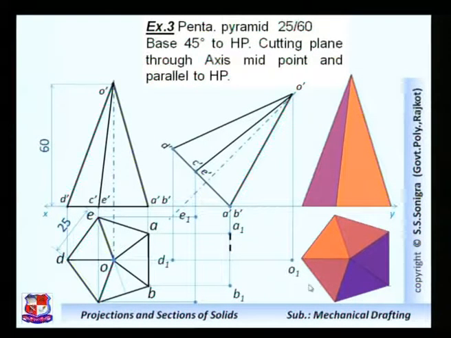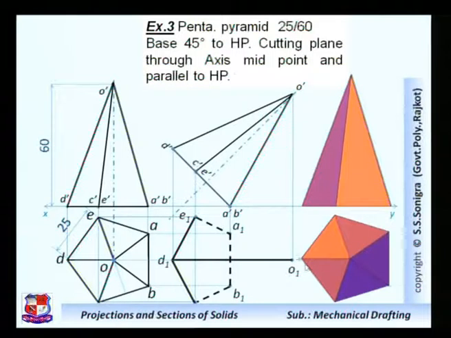Now join these points. If you are looking from top, this A1, B1 will be invisible, so join A1, B1 with the dotted line like this. B1, C1 with the dotted line. C1, D1 with the full line. D1, E1 with the full line, as it's an outside line, it would always be visible. E1, A1 with the dotted line.